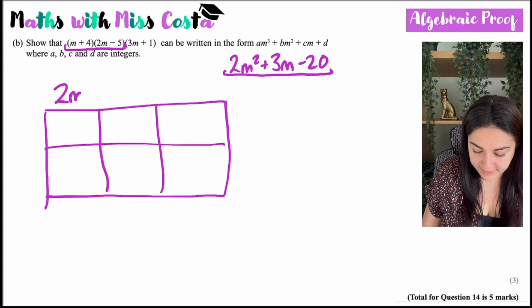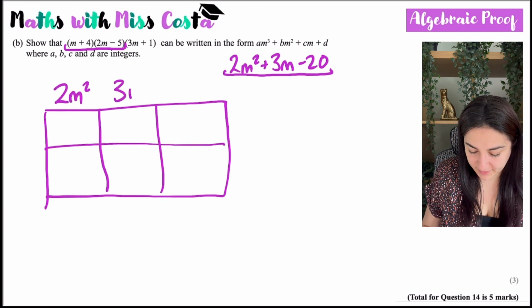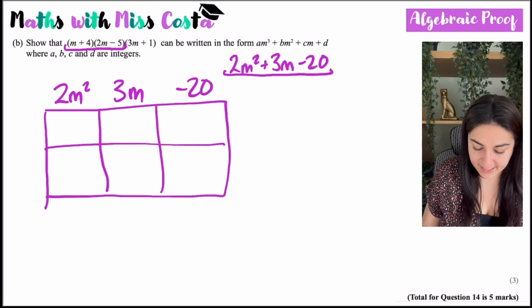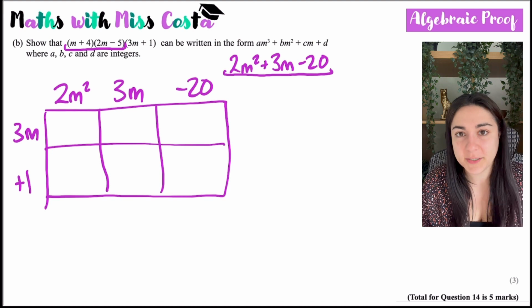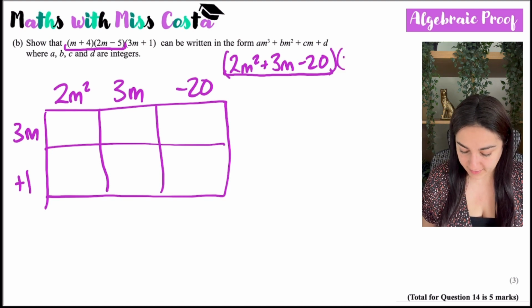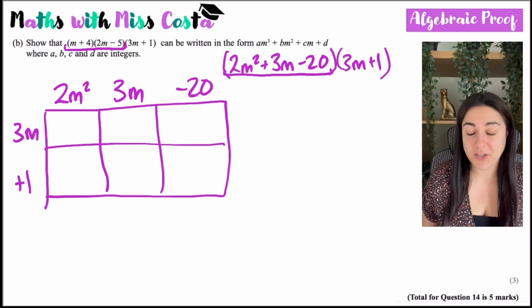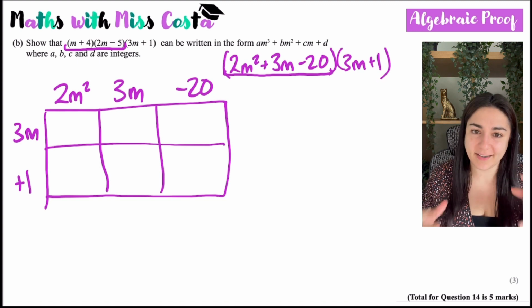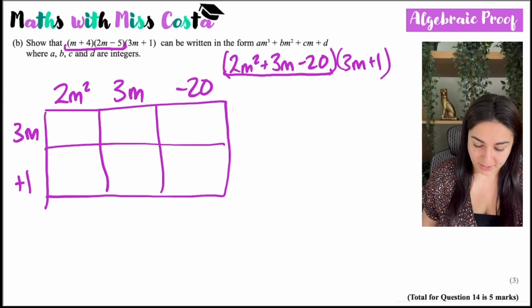I write this expanded bracket, so 2m squared, 3m, minus 20, and I'm going to multiply it by my final bracket, 3m plus 1. If you're super confident with multiplying out brackets, then you could have just done that like that, and that's fine, but using the grid method just ensures that you don't forget any terms out by accident. So let's have a go.